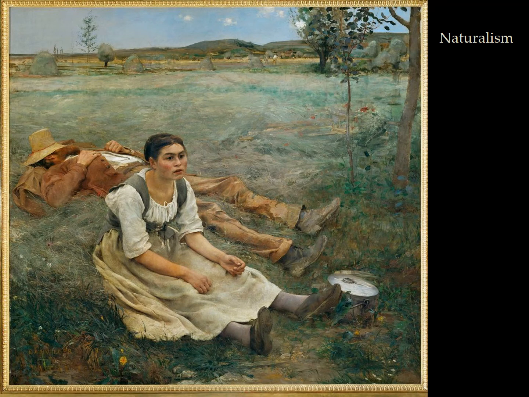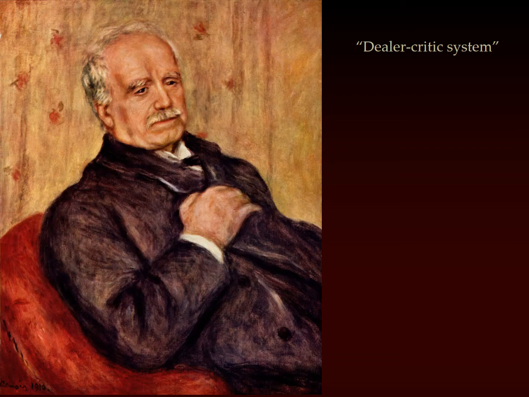Terms such as naturalism would define a new style born out of realism, but now without the interest in politics or sentimentality, usually in staged realistic scenes. The dealer-critic system is going to be established in the late 19th century, thanks to people like Durand-Ruel, who will buy up large numbers of paintings of relatively unknown artists, and then inflate the prices, controlling the supply for this new demand.